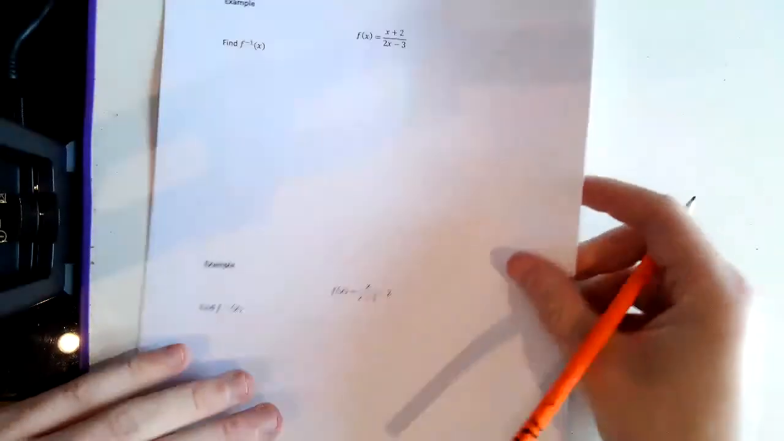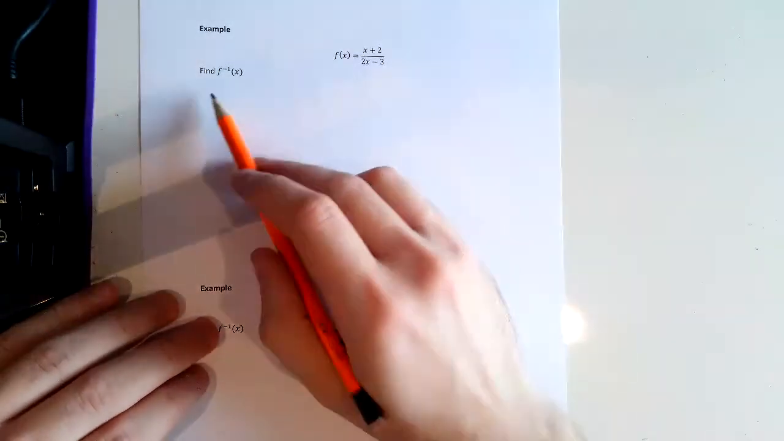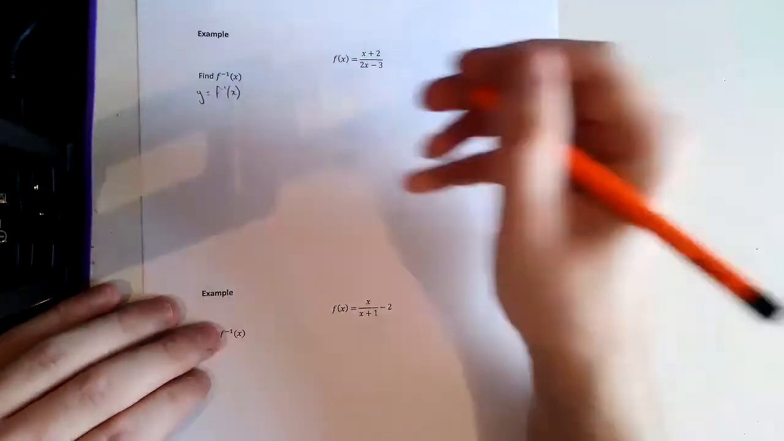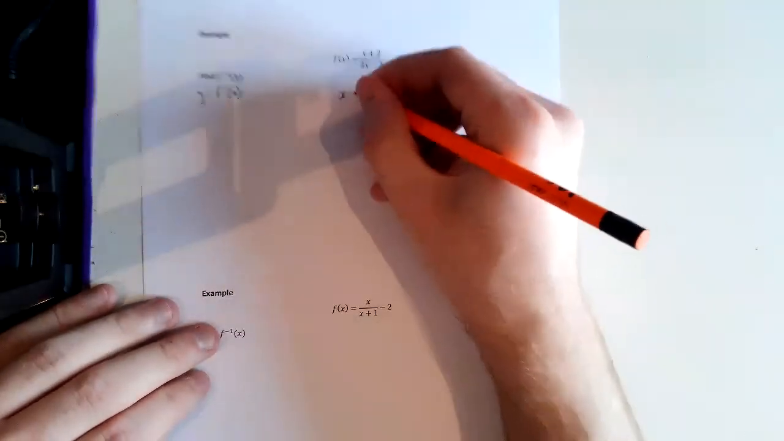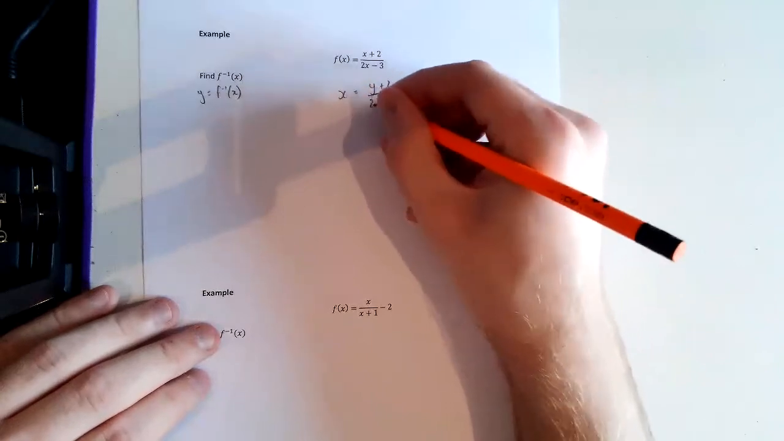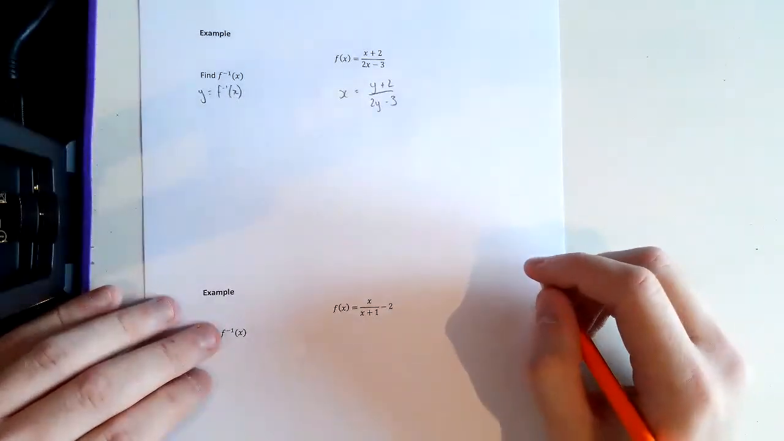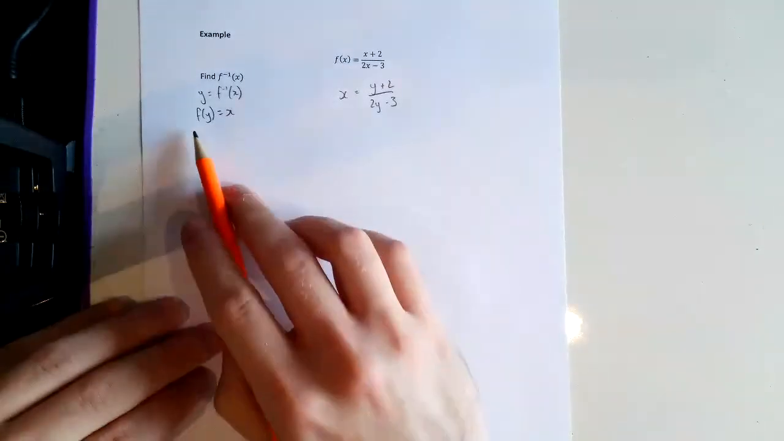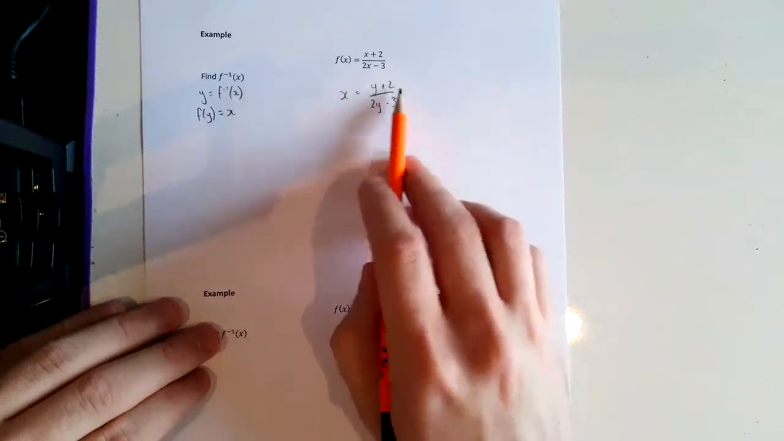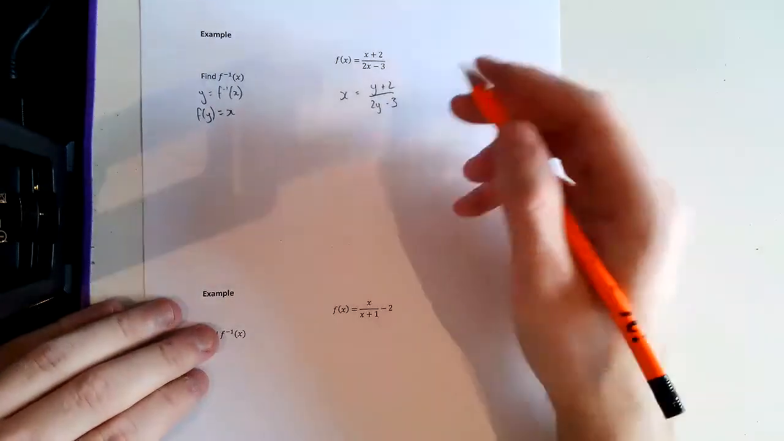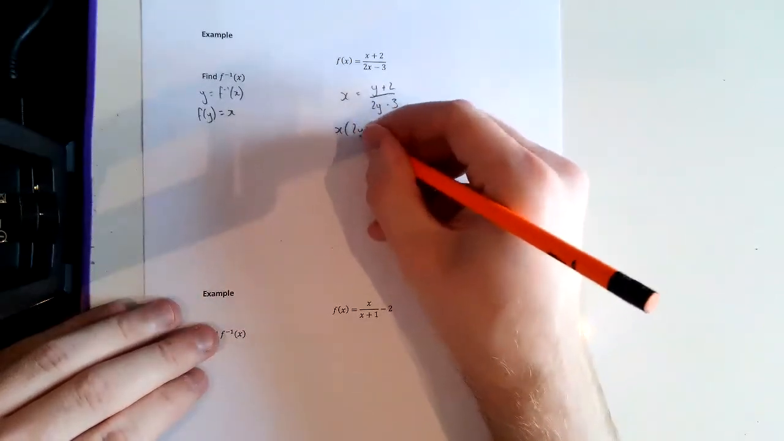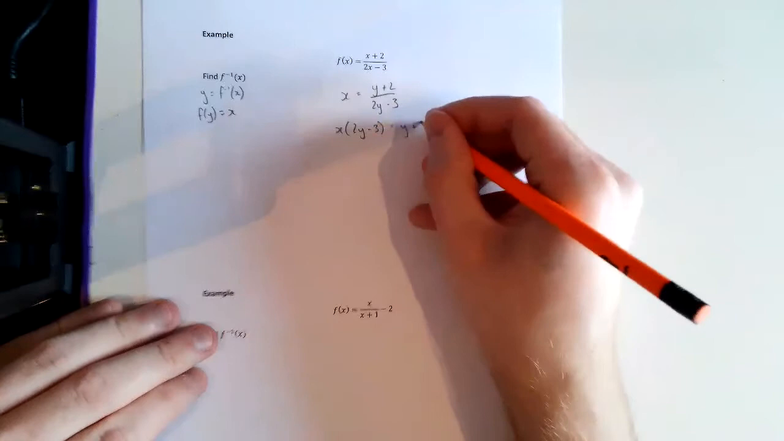Here's a few more, so you might want to try some of these yourself. It's the same thing. I'm going to miss out that step and just straight away say y equals f inverse. So then do x equals y add 2 over 2y take away 3. In fact, I'm going to write that down just so you can see where it comes from. Remember, f of y equals x, so x equals f of y. So I'm trying to get y equals, so I'm going to times both sides by 2y minus 3. So x lots of 2y minus 3 equals y add 2.